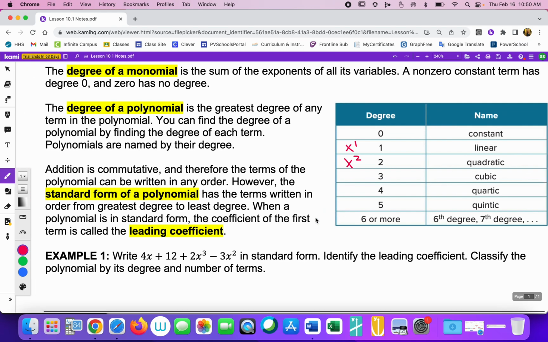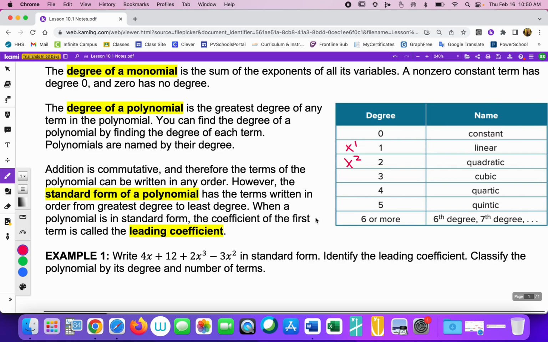Okay, we're going to practice on the first one. Now, where was I? Addition is commutative, so once we get into adding and subtracting in examples 2 and 3, the terms of the polynomial can technically be written in any order. If you need to see them next to each other, we're going to be combining like terms when that happens. The standard form of a polynomial has the terms written in order from greatest degree to least degree. So all your answers need to be written like that, and we're going to do that several times today. When a polynomial is in standard form, the coefficient of the first term is called the leading coefficient.